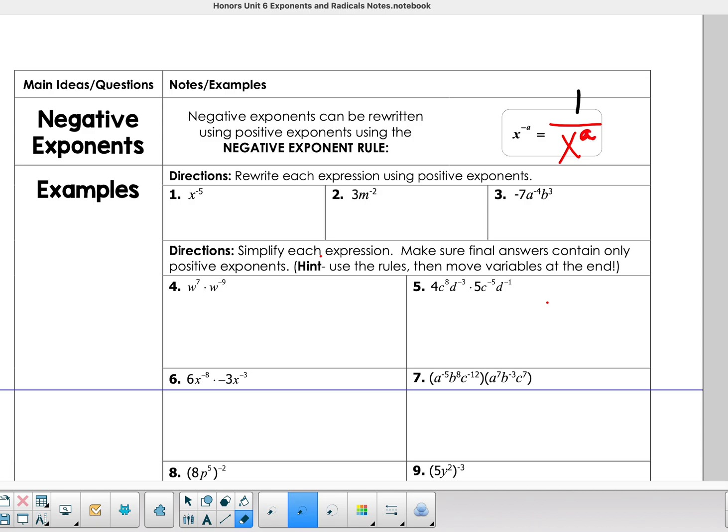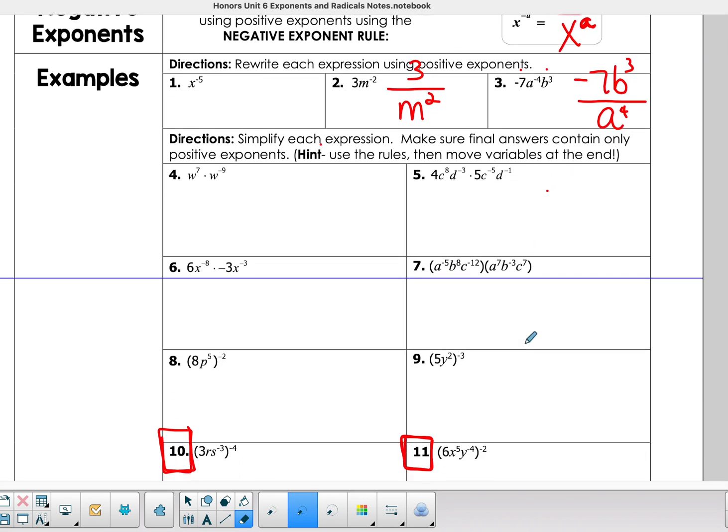So to do a few basic examples, something like number 2, the negative is only being applied to the m, so the 3 would stay on top. It's 3 over 1. Something like number 3 rather, the 7 and the b are fine where they are, and then the a would move to the other side of the fraction bar. Let's see, we'll do a few of these together.